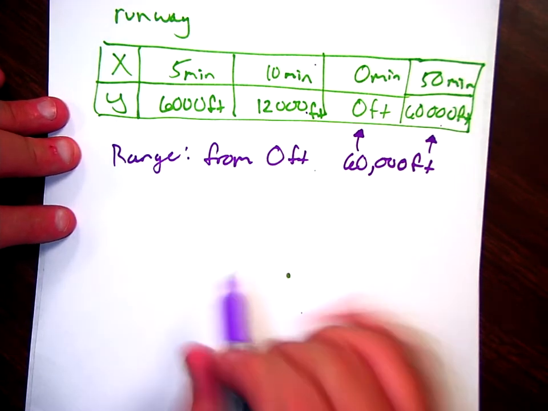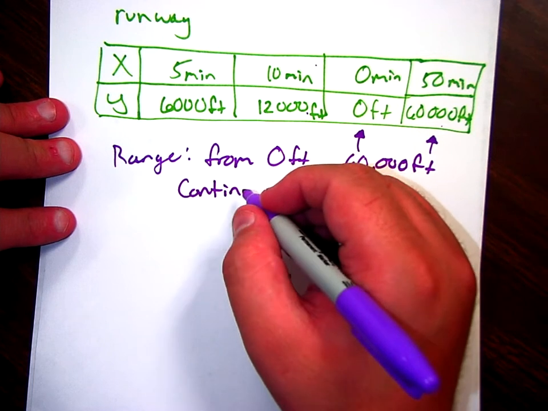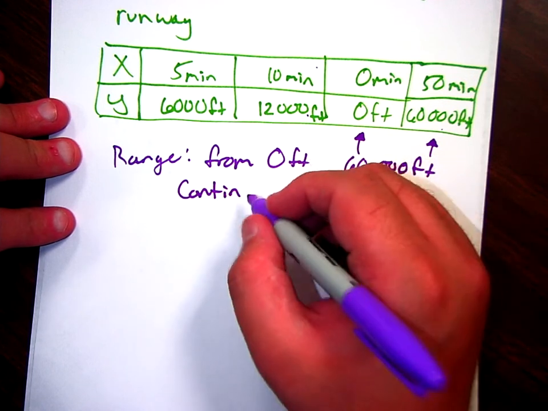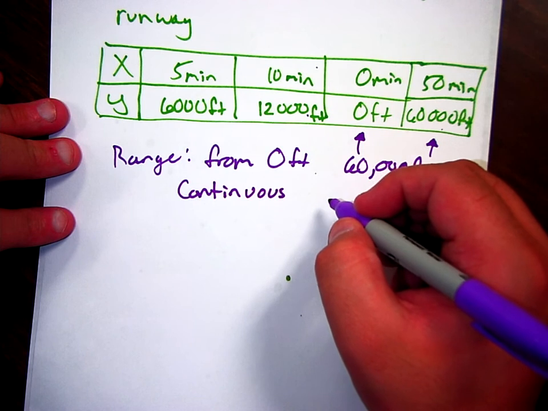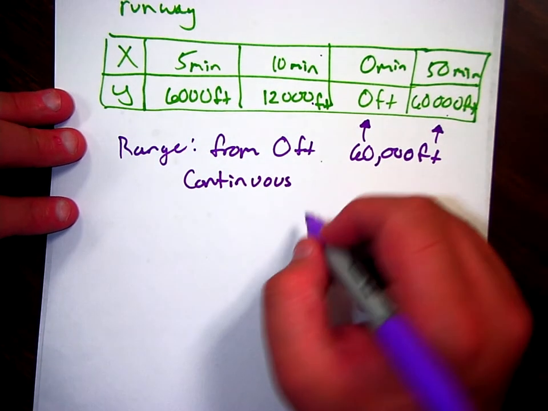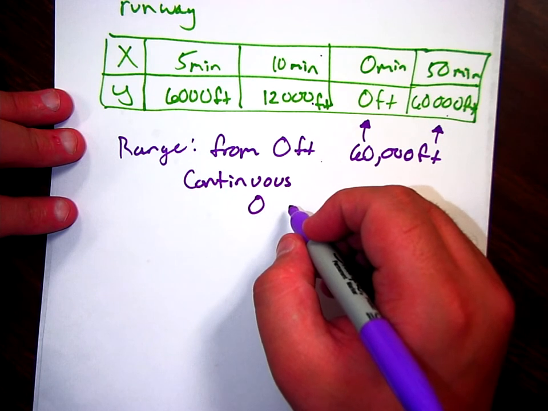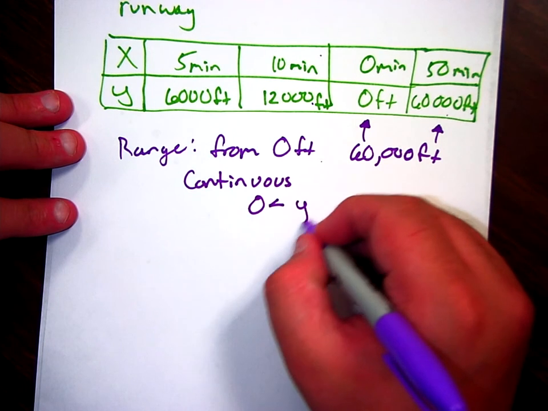So this really means we have a continuous situation. It goes through all of the feet. It goes through 6,001.2 feet, and all of that. So this is continuous. Please excuse me while I try and spell continuous. Okay, that looks okay. So this means that my range is going to be in inequality notation, with 0 being the smallest y.